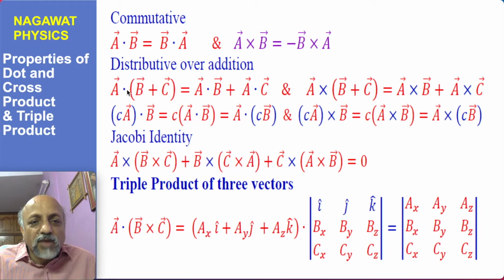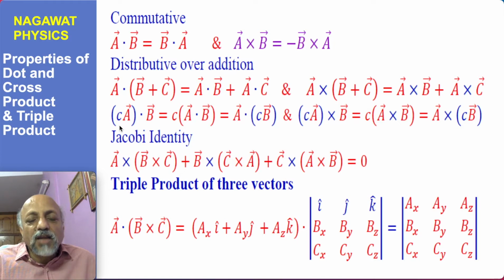The opposite we are not saying, as it makes no meaning to say that addition is distributive over dot product, because dot product gives you a scalar. So such a thing would be meaningless. So remember, to express it correctly, the dot product is distributive over the addition of vectors, and so is true for the cross product also. A cross (B plus C) is A cross B plus A cross C.